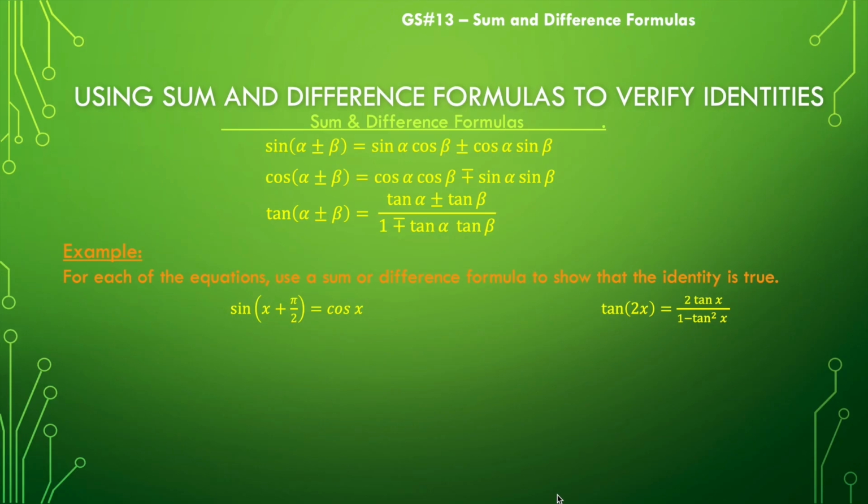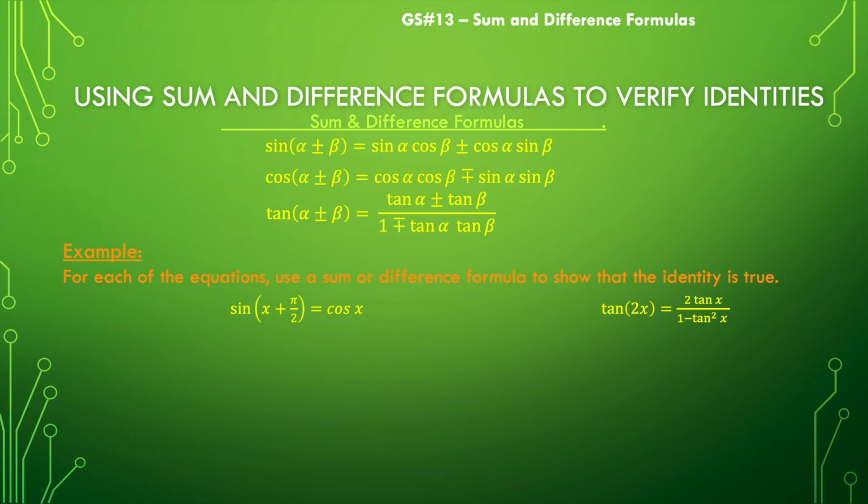Okay, so I've got a couple of examples here. I've got actually three examples that we're going to look at together. But for each of these equations, we are going to use a sum or difference formula to show that the identity is true. Okay, so let's start with this equation on the left. Here I have the sine of the quantity x plus pi over 2 is equal to the cosine of x.